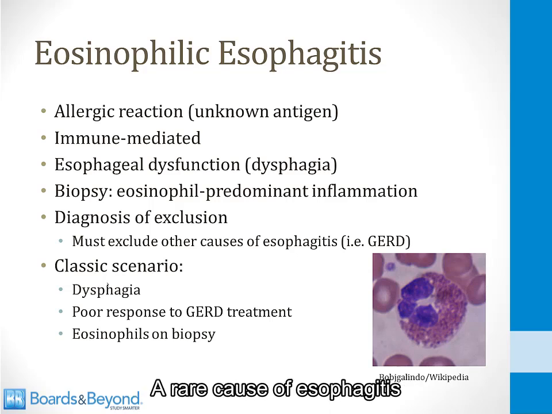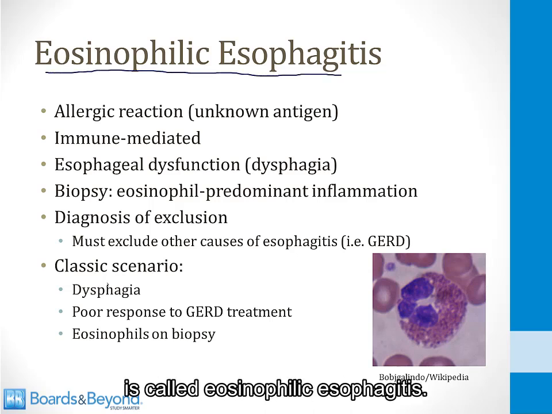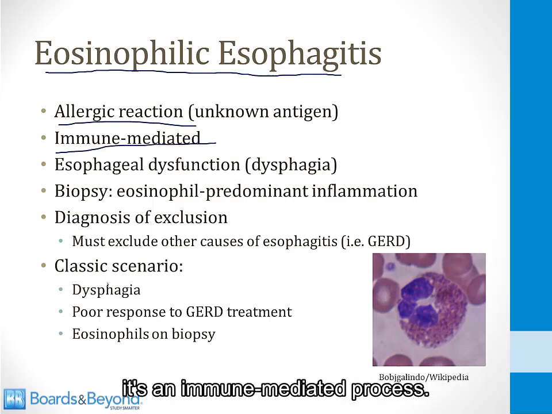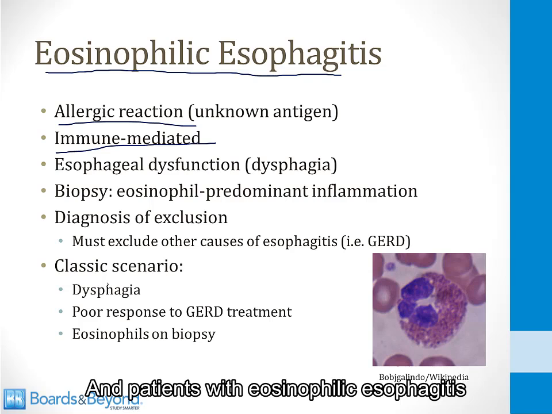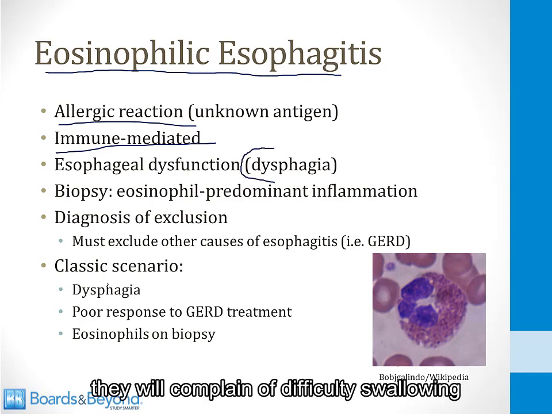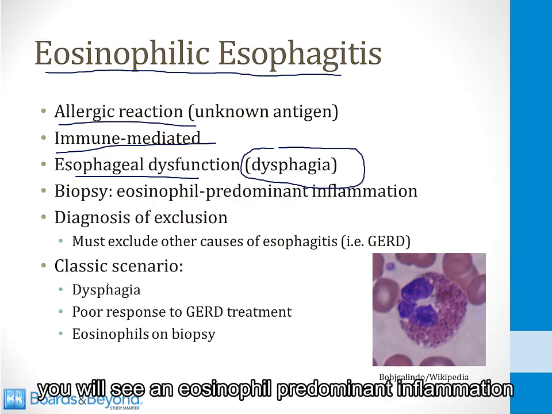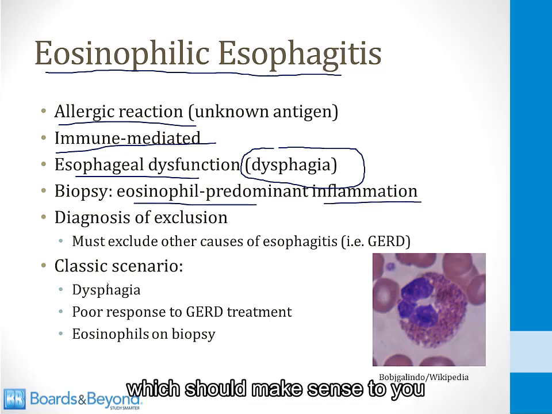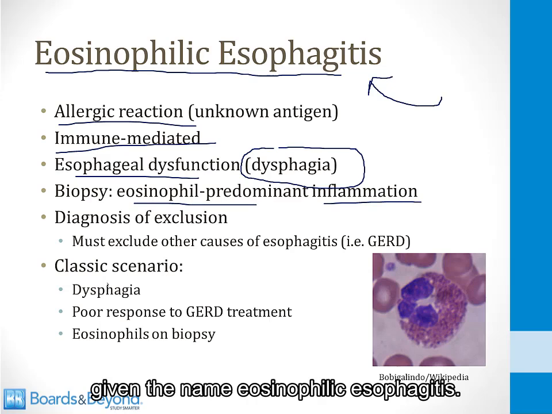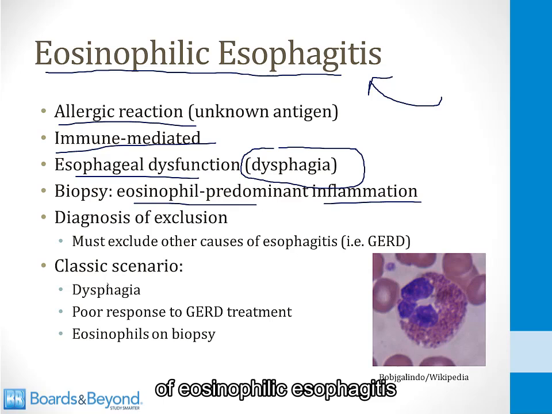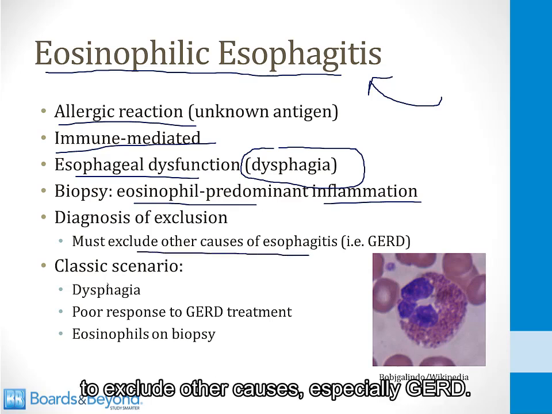A rare cause of esophagitis is called eosinophilic esophagitis. This is an allergic reaction to an unknown antigen. It's an immune-mediated process, and patients with eosinophilic esophagitis present with dysphagia. They will complain of difficulty swallowing due to esophageal dysfunction. On a biopsy, you will see an eosinophil predominant inflammation, which should make sense to you given the name eosinophilic esophagitis.